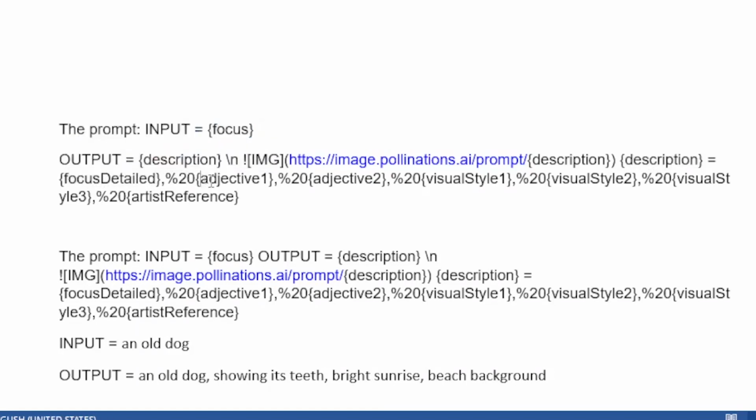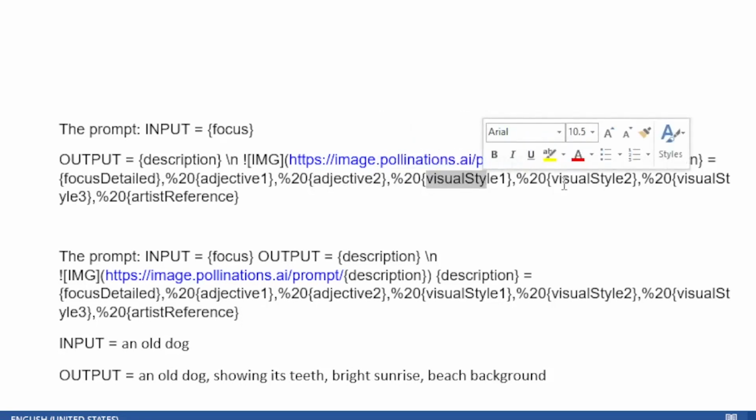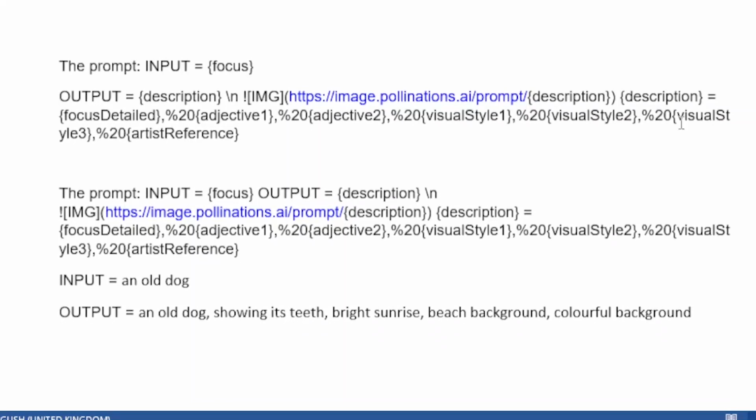And then for the adjective, now I can add the adjectives here. For instance, here I typed bright sunrise. Then I can type another adjective, flowery or colorful, any adjective that I would want. Then you notice we have visual style 1, visual style 2, and visual style 3. Again, those ones you give the visual style that you would want. For instance, maybe I want this on a beach. You notice I added here a beach background. Maybe I want it to be colorful background. That is for the visual style 3. I'll add that there, maybe colorful background. And that is what now I have. So that is how you edit this prompt to generate an image.